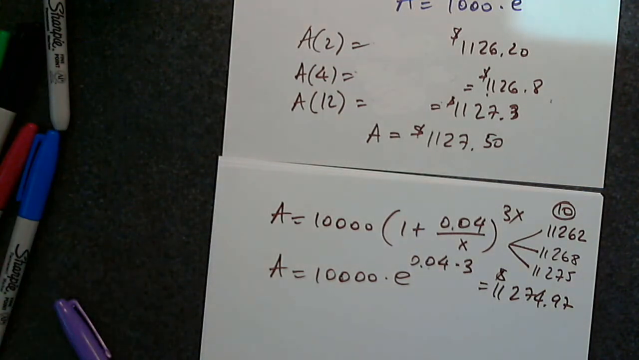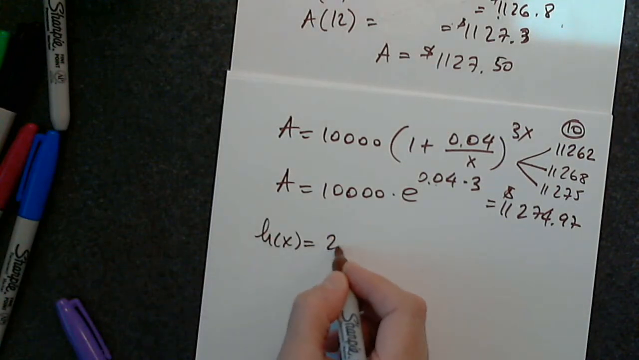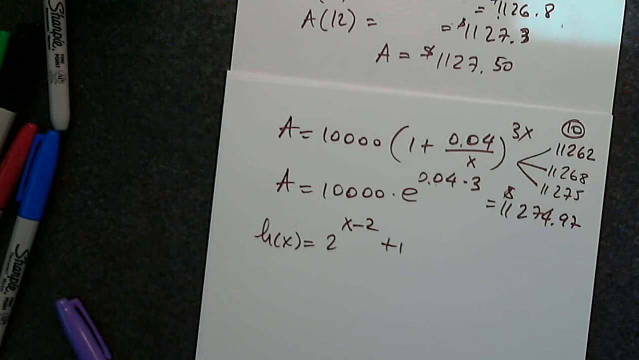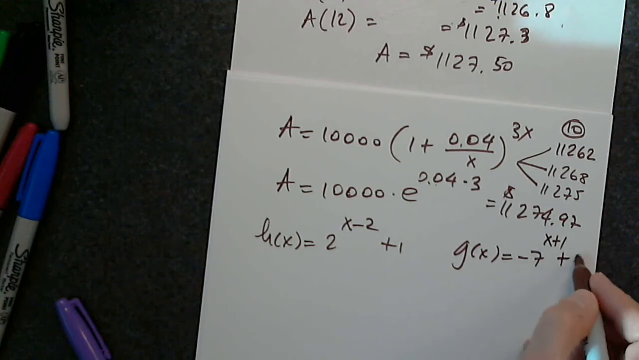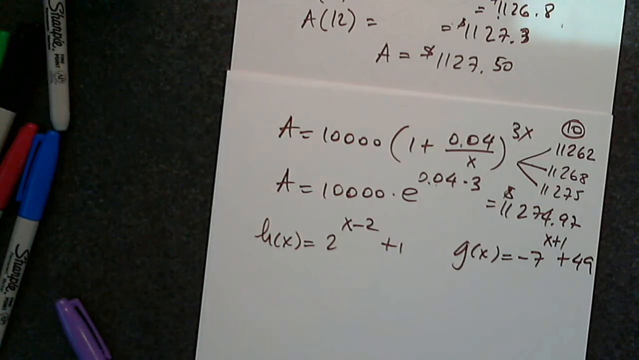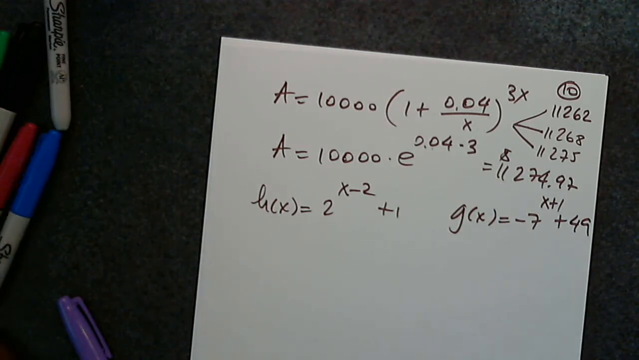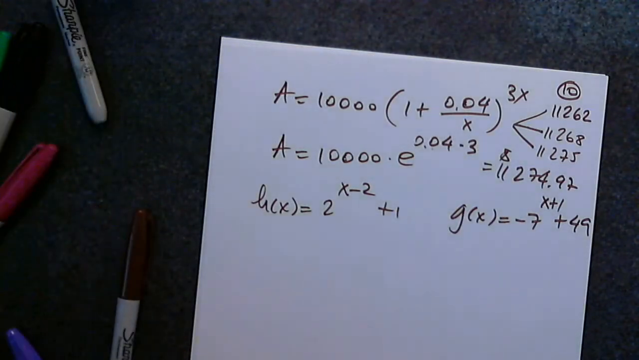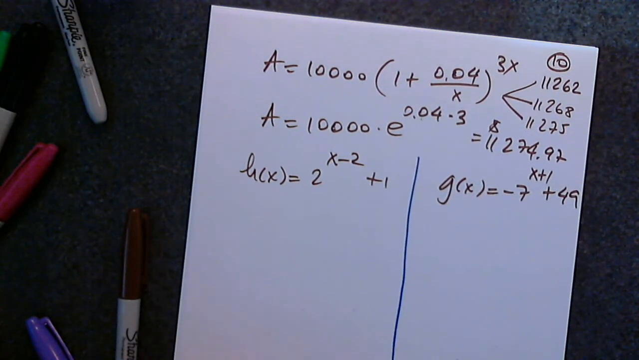Okay, so in number 2, any questions? Number 2, we're asked to graph a function that is h of x equals 2 raised to x minus 2 plus 1. And then another function as the last problem, negative 7 raised to x plus 1 plus 49. We're asked to use transformations, but also determine the x and y intercepts algebraically. So let's do that. Let's start with the x and y intercepts. These are 2 different functions. They're not connected. We're going to have 2 different graphs.